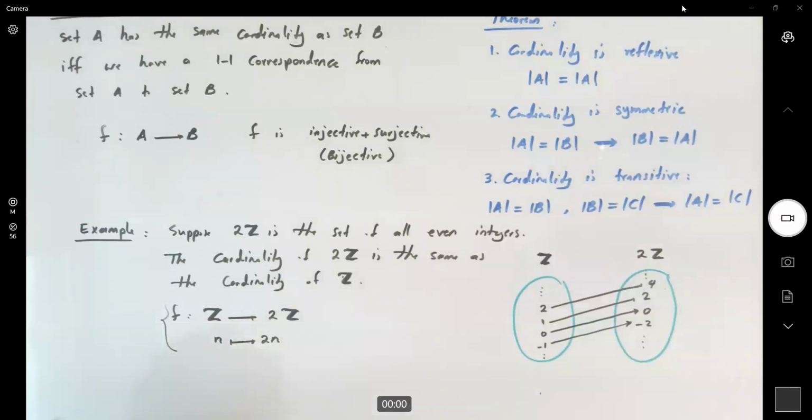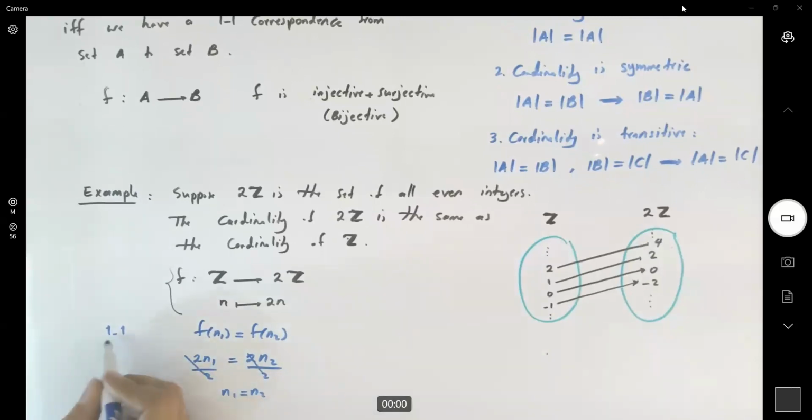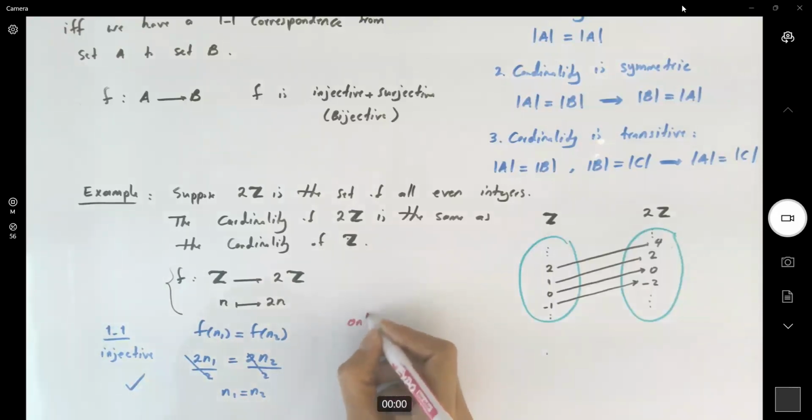If f is one-to-one, if f of n1 is equal to f of n2, what's the meaning of that? By definition, 2n1 is equal to 2n2, dividing by 2, n1 is equal to n2. So this is one-to-one or injective. The function is also onto or surjective.